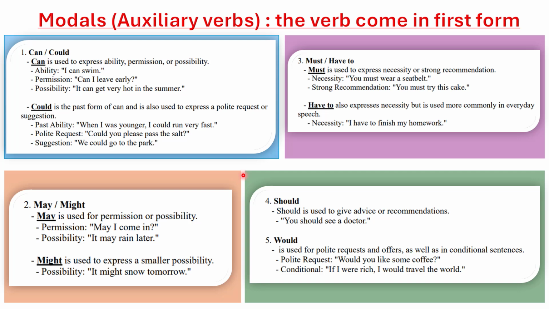Have to is also the same thing, but it's commonly used in everyday speech. It's not formal like must. With must, we say it formally, but an informal way to say must is have to. So it has the same meaning. For example, I have to finish my homework. Also, you can say you have to wear a seatbelt. You have to try this cake. You can say that every time. But must is more formal and it's like a command.